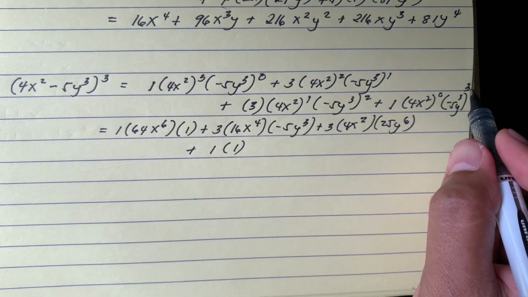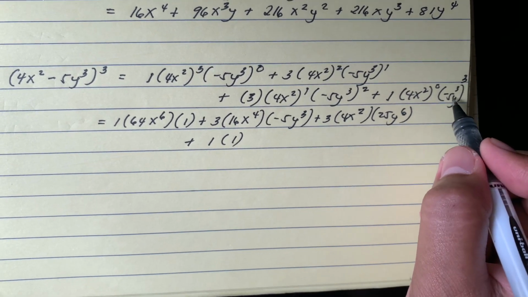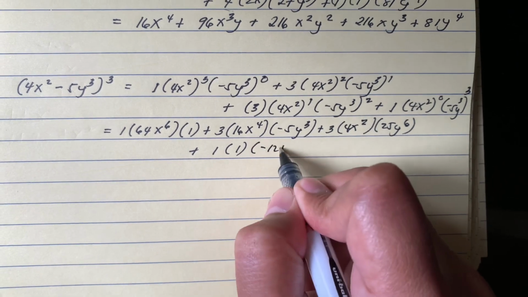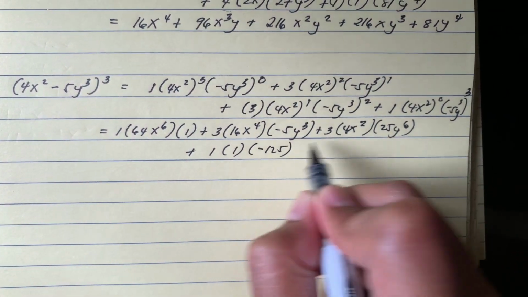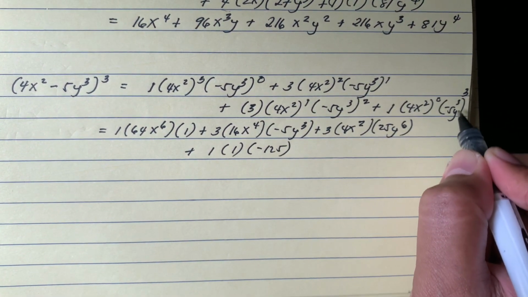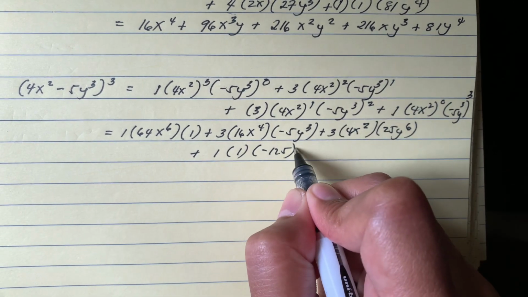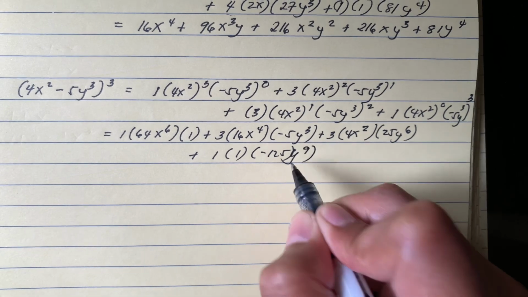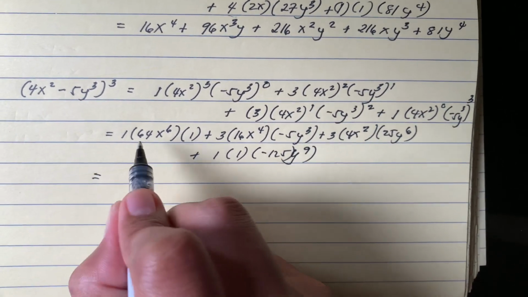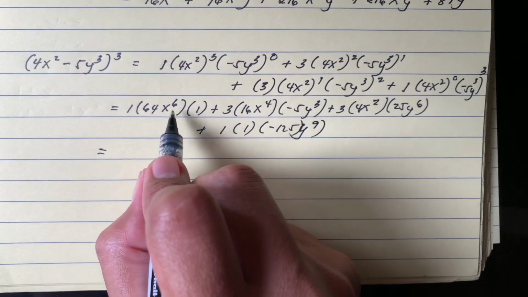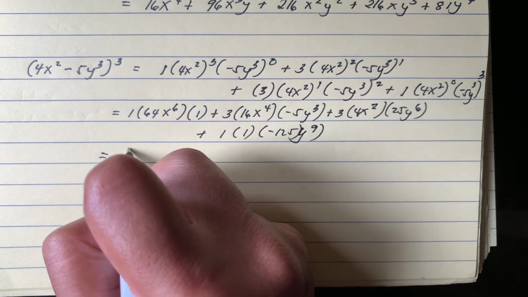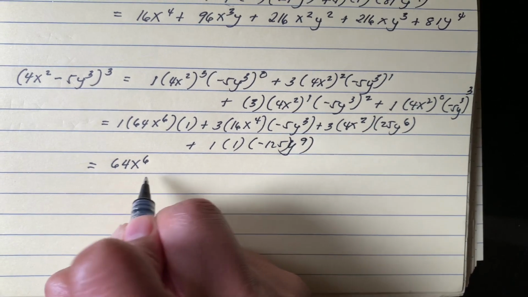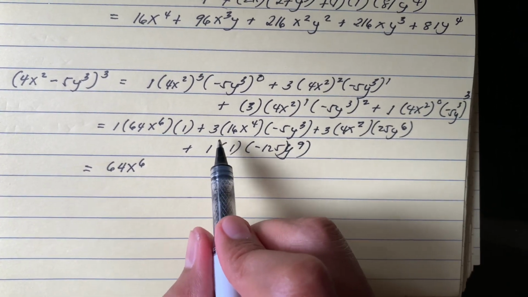Then we have the cube of negative 5y cubed raised to the power of 3. So what is the cube of negative 5? That will be equal to negative 125. Then y cubed raised to the power of 3 would be equal to y raised to the power of 9. Okay, so let us simplify. 1 times 64, x to the power of 6 times 1, that is equal to 64x raised to the power of 6.